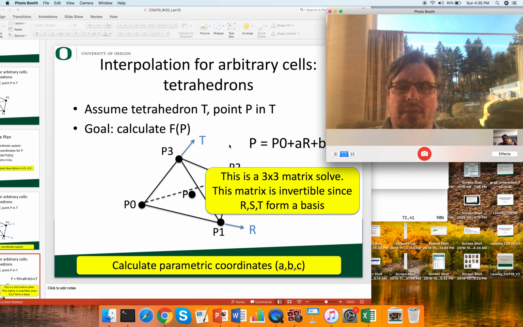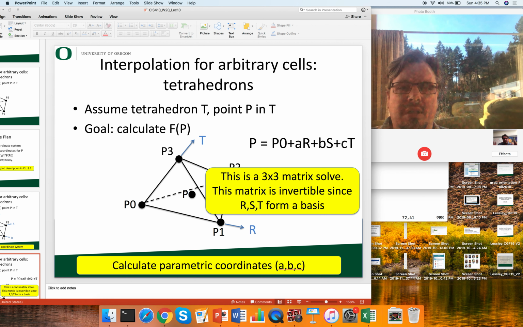Now, it turns out that if we want to find A, B, and C, it's easy to do. We can set up a 3x3 matrix using R, S, and T, which we know, and P0 in the place we want to get, and we can just invert the matrix and solve for A, B, and C.